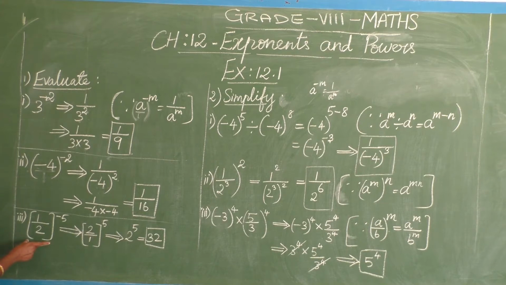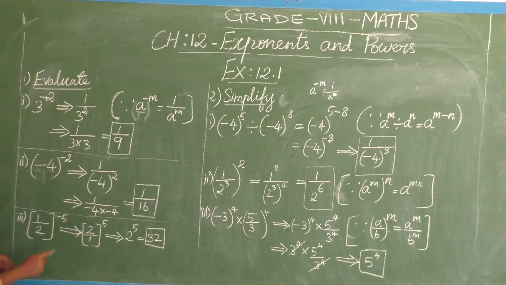Clear? So if you see the third question, up to this you have seen the base as a whole number, here integer, here fractional base. Okay, 1 by 2 the whole power minus 5. Actually, what is this meaning? 1 power minus 5 by 2 power minus 5. It gives like that only. If you want to change this negative exponent as the positive, what to do? A power minus m is equal to 1 by a the whole power plus m. That is the formula. Here actually our base itself is the fraction 1 by 2.